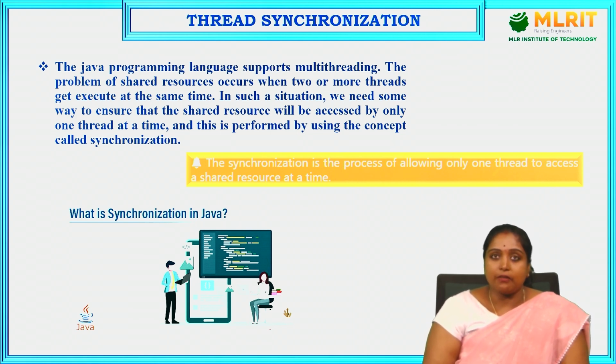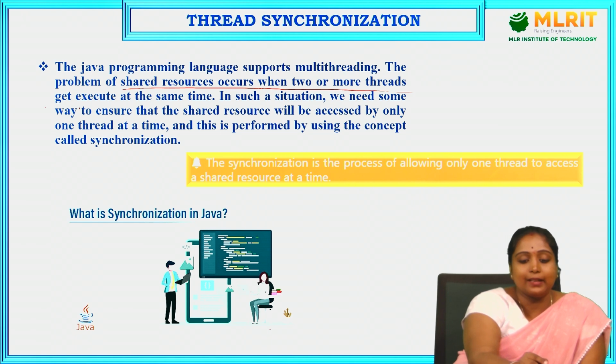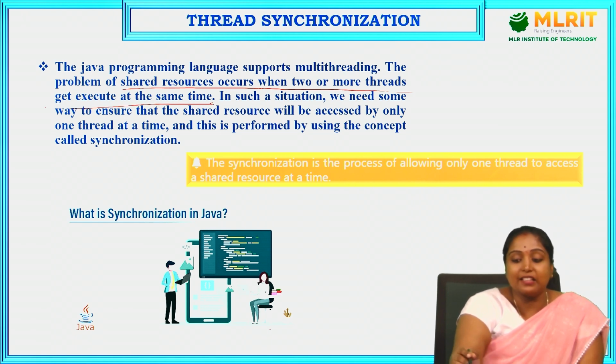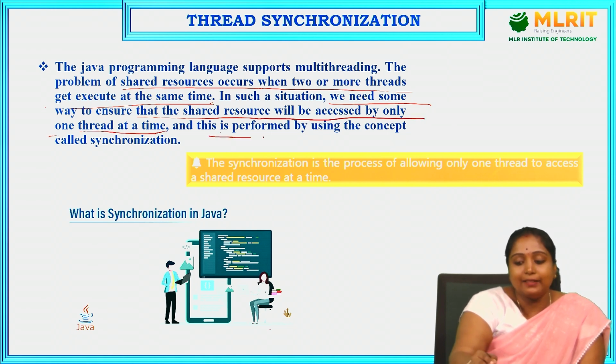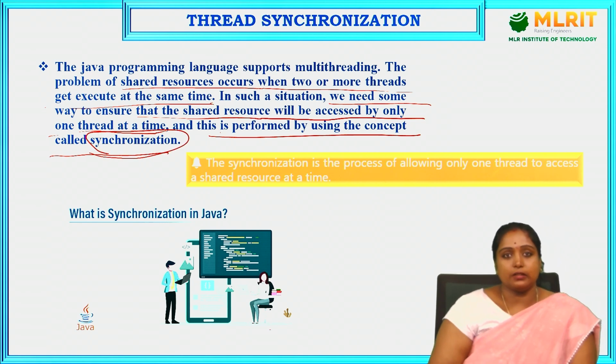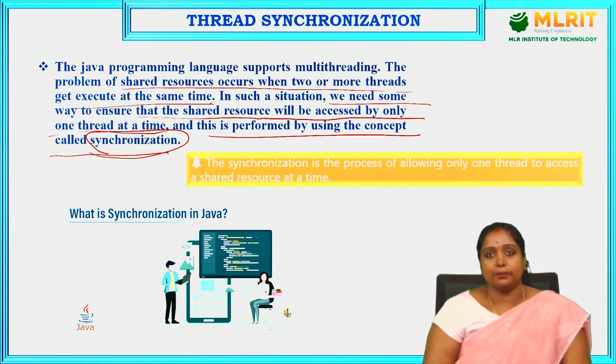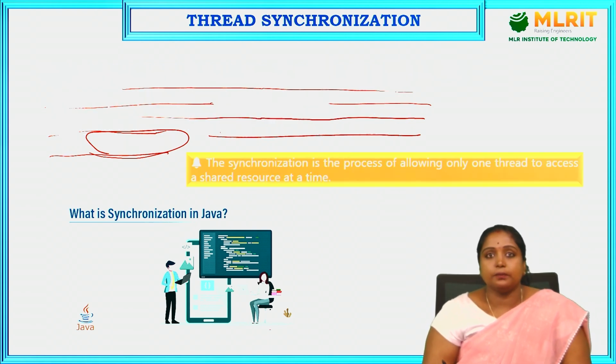Here, Java programming supports multi-threading, we already know. The problem of shared resources occurs when two or more threads get executed at the same time. In such a situation, we need a way to ensure a shared resource will be accessed by only one thread at a time, and this is performed by using the concept called synchronization. This is what synchronization is: a process of allowing only one thread at a time to access a shared resource.